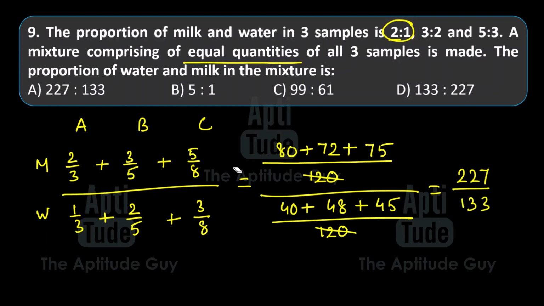This is why a lot of people mark option A as the correct answer. But this is not the correct answer. Why so? Read the question again. The question asks the proportion of water and milk. Water and milk. And 227 by 133 is milk and water. So please be very careful. Milk is to water is this. Therefore, water is to milk equals the exact opposite, 133 by 227. The answer is option D.